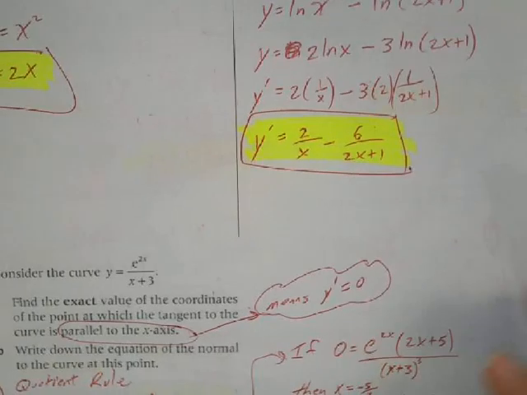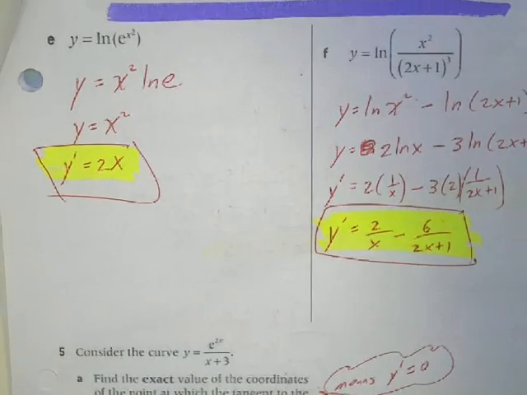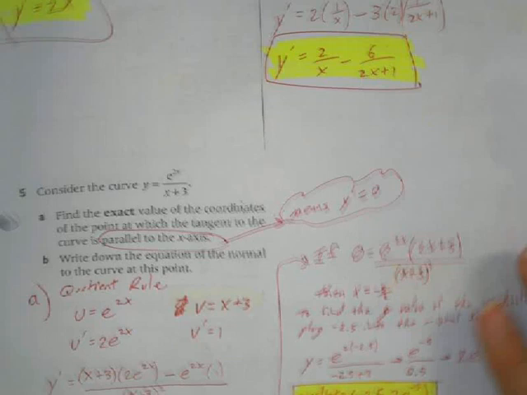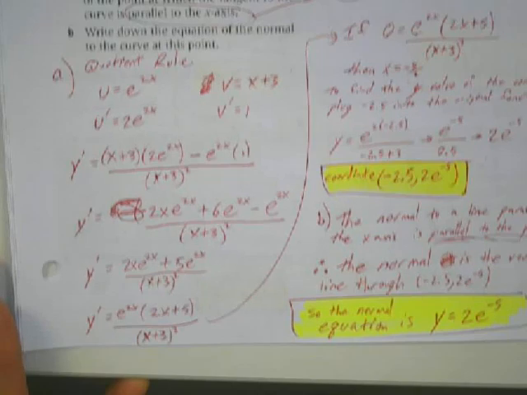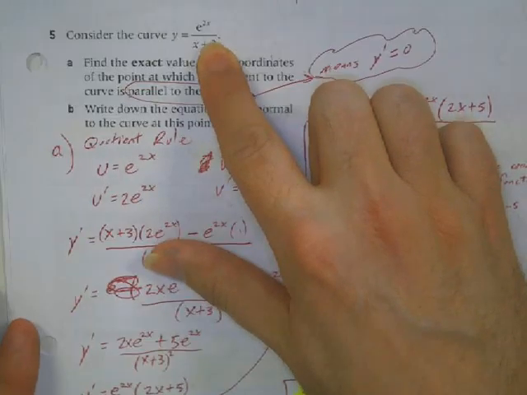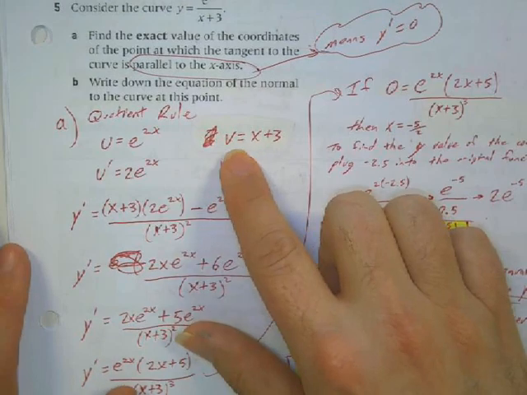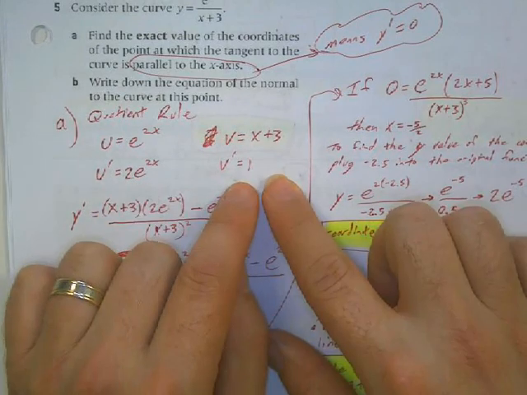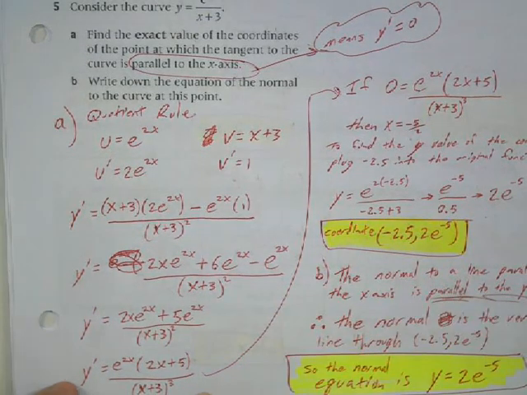Here's E. Hit pause if you need to. Okay, 5 is a really good question. Okay, so I use the quotient rule with this, right? u equals e to the 2x, v equals x plus 3, u prime equals 2e to the 2x, v prime is equal to 1. We put it in the quotient rule for derivatives, and it simplifies to this.